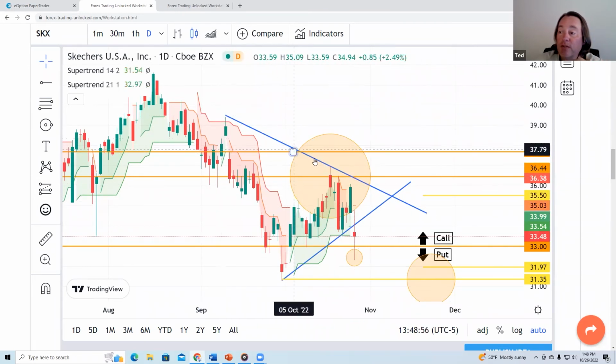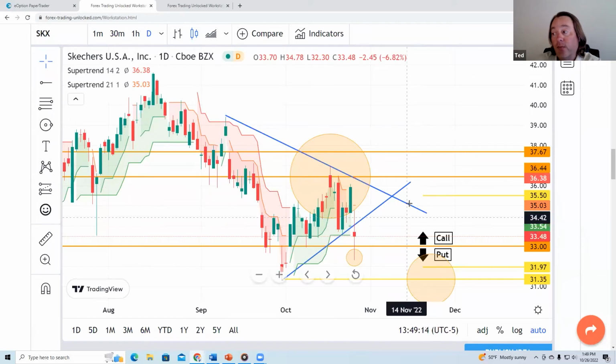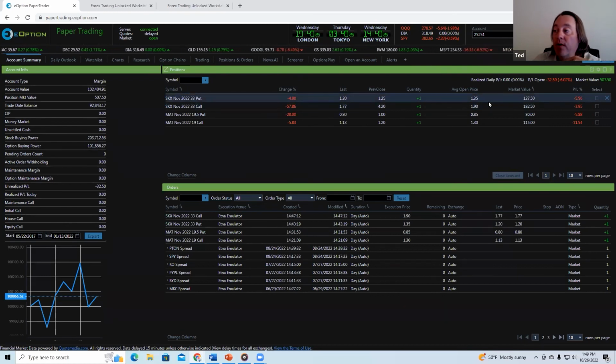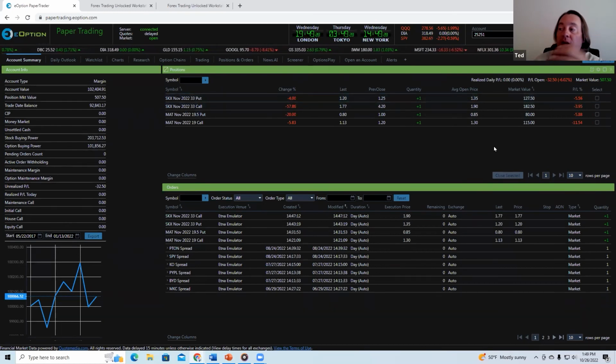Now, we have this downward sloping resistance here, keeping the trend intact. If we get back up here and rally, take out this line here, this high right over here, just above 36.38, right around 36.90, 37 even, that's a very reachable number. Now, think about that. You're at 33.48. If you get all the way up to 36.44, you're catching a $3 move. That's $300 in value. You paid 182.